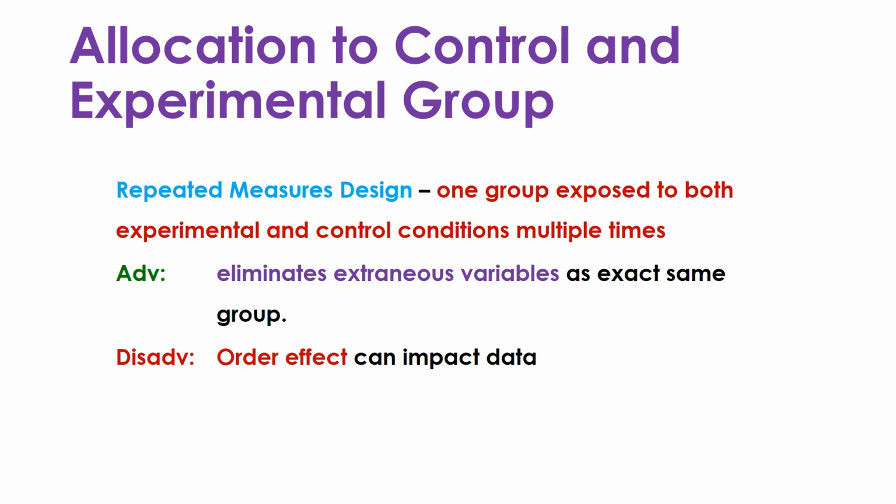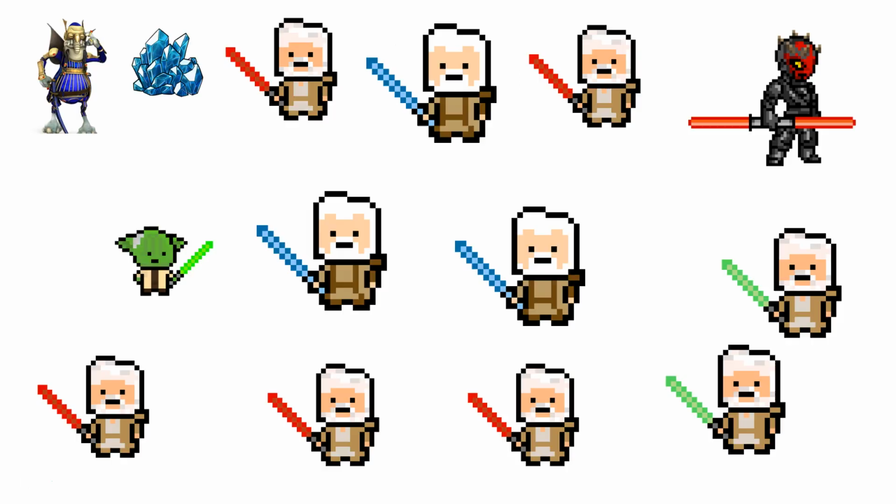So the big advantage is that because you're doing the control conditions and experimental conditions on the same person, that eliminates any variation between the control group and the experimental group, because it's the same person. So that effectively eliminates any extraneous variables between the two data points. The problem is that the more times you do it, you get something called the order effect, which can massively impact the data. We're going to talk about that in a little bit, so let's have a look.